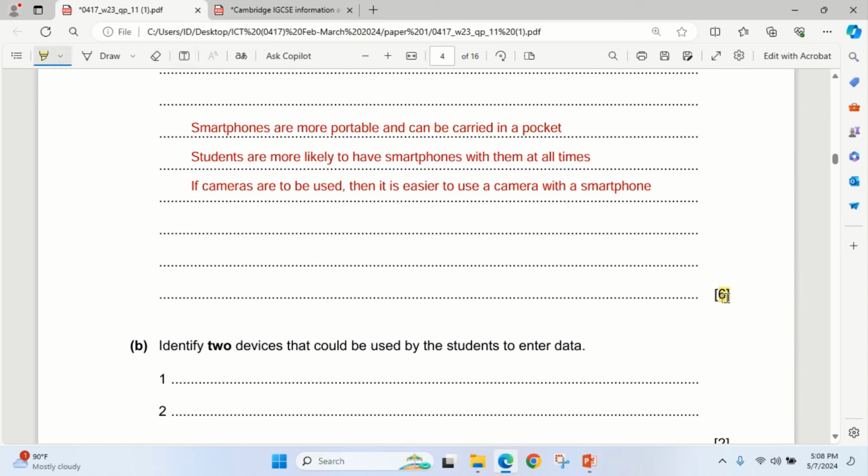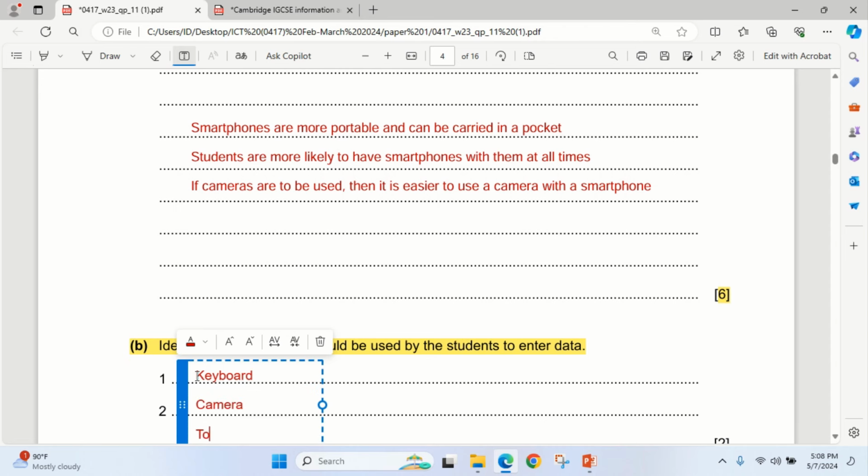So the next question, that is question 3b. Identify is a command word: 2 devices that could be used by the student to enter data. Now, if they are making use of a tablet computer, what are the likely input devices they will use to enter data? They will probably make use of a keyboard or camera. They could make use of touchscreen.